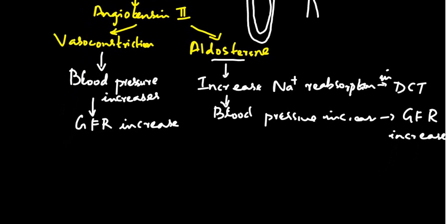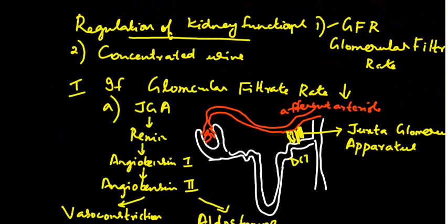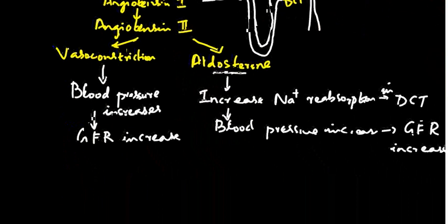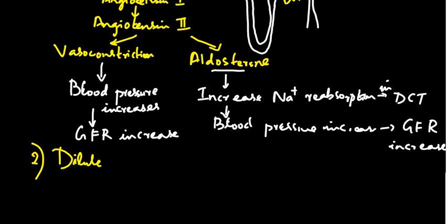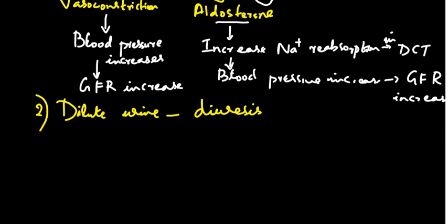Now, another function of the kidney is to produce concentrated urine. Instead of concentrated urine, in case the kidney is producing dilute urine, if that is the problem, producing dilute urine is also called diuresis. So the body will recognize this, that the urine is very dilute.